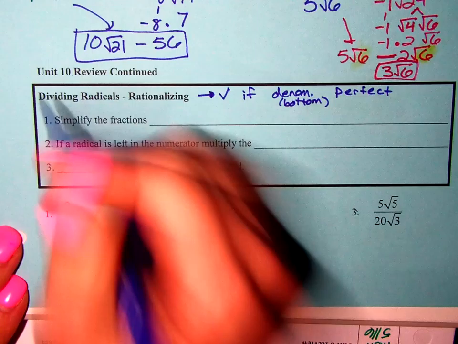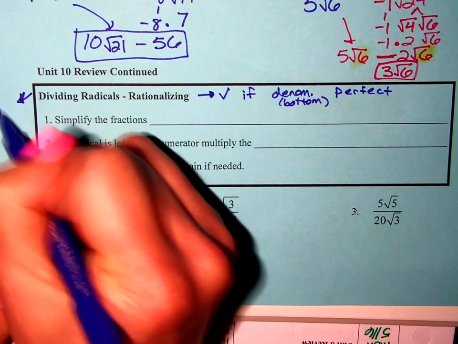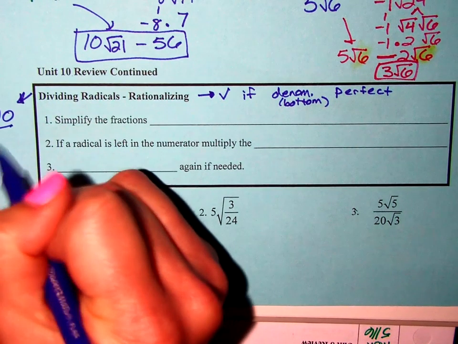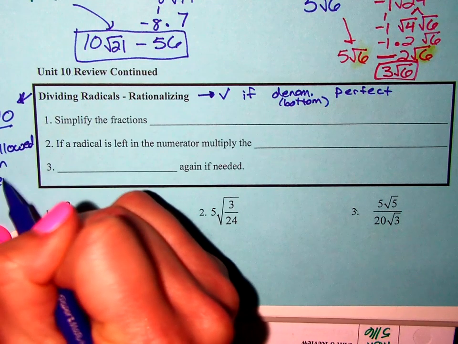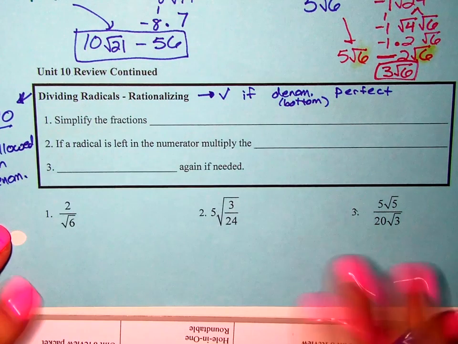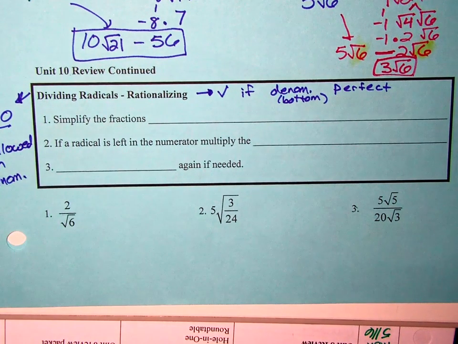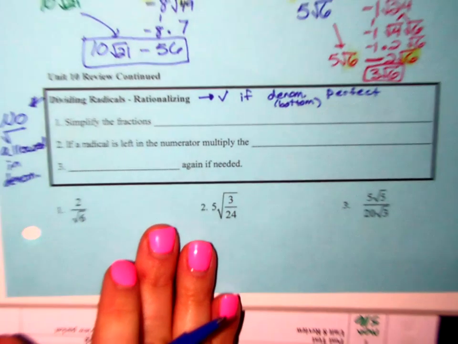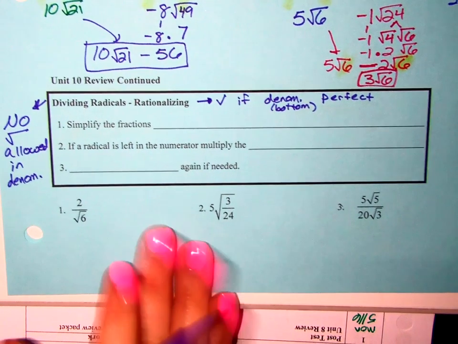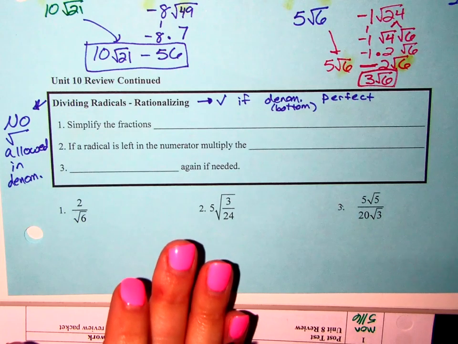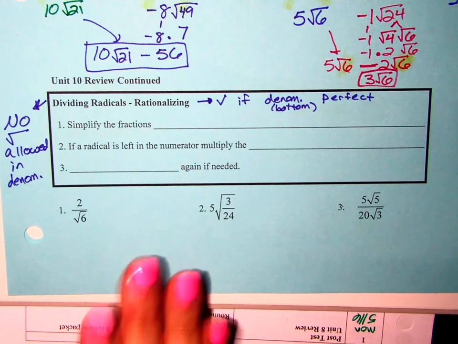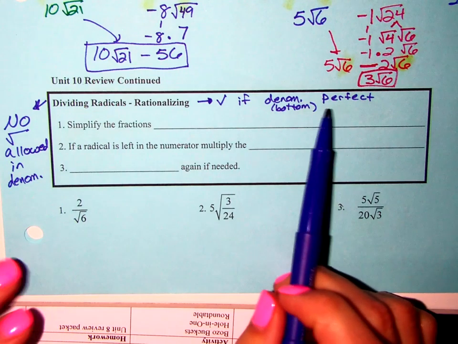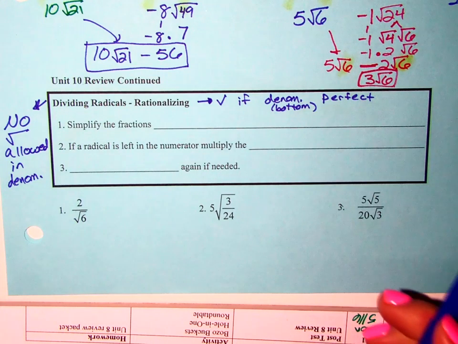But remember, the big deal is there is no radical allowed in the denominator. If you have a radical in the denominator, sorry, I'm going to zoom out so you can write that. No radical allowed in the denominator. If there is a radical in the denominator, then your problem is wrong and you need to keep going with it. So, if there's a perfect square in the bottom, we can go ahead and take the square root of it and be done.